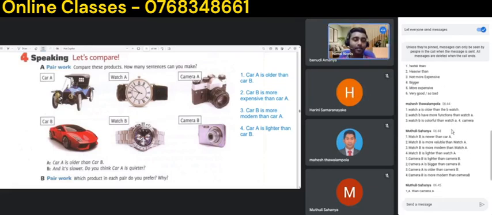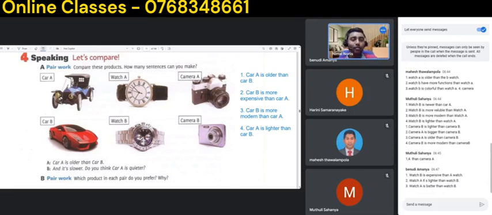Right. Sakula, when you write watch A, the first letter of the sentence has to be in capital. W has to be in capital. Always remember, Sakula, when you are writing a sentence, the first letter of the sentence has to be in capital. It's a must. Then A has to be in capital because it's only one letter and it's the name of that particular product.